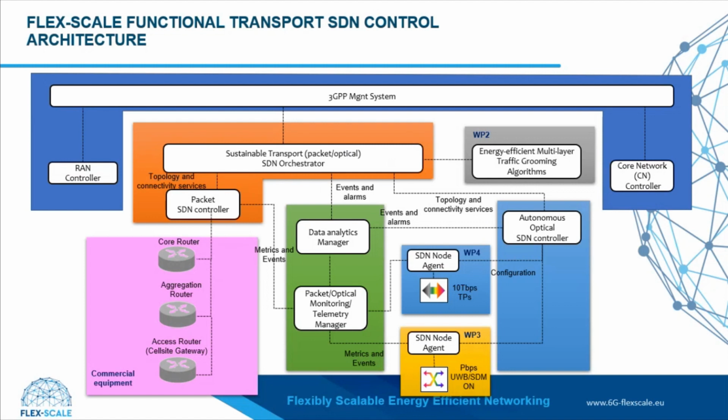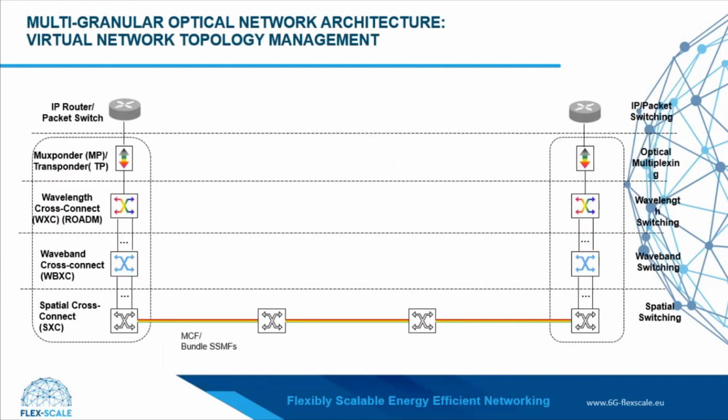And then finally, we also have, as you can see on the left side, this commercial equipment that are the IP routers. IP routers are out of the scope of the project. So let's say this is an overview of the architecture, the functional architecture that we are developing in FlexScale.